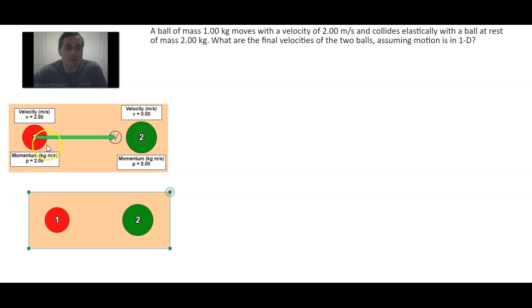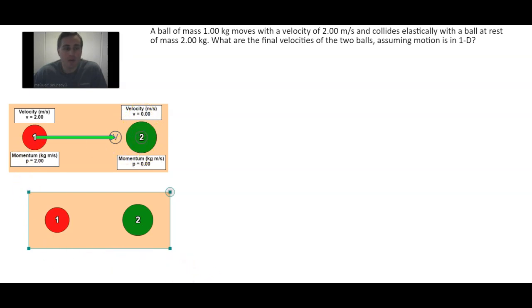Looks like we have two balls. I'll call them 1 and 2. I'll also refer to them as red and blue. And the initial velocity of mass 1 is 2 meters per second, so it has an initial momentum of 2 kilogram meters per second. And the initial momentum of mass 2 is 0 because its initial velocity is 0.